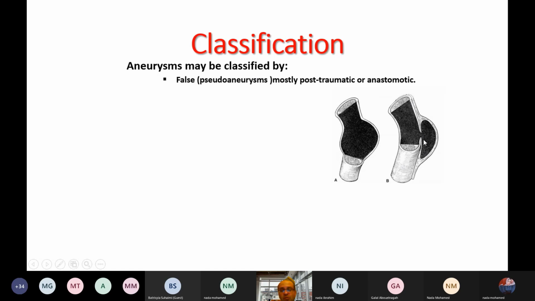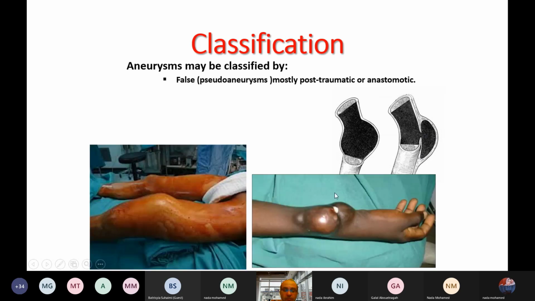There is no dilatation of the wall of the artery, but there is an associated hematoma which is communicating with the artery, giving the false impression that there is a dilatation of the artery. So this artery has an aneurysmal dilatation, it is a true one, and this artery is completely normal except for the defect that is connected to the hematoma, so it is a false aneurysm.